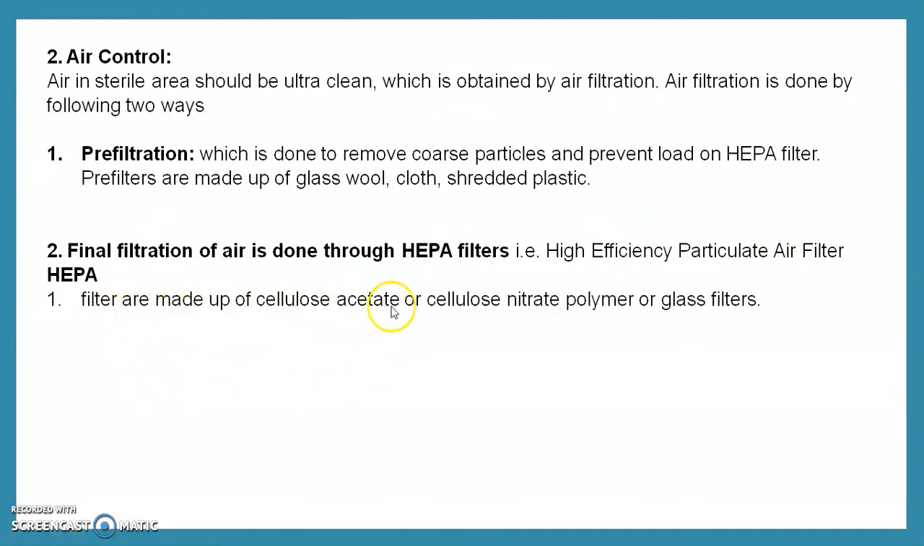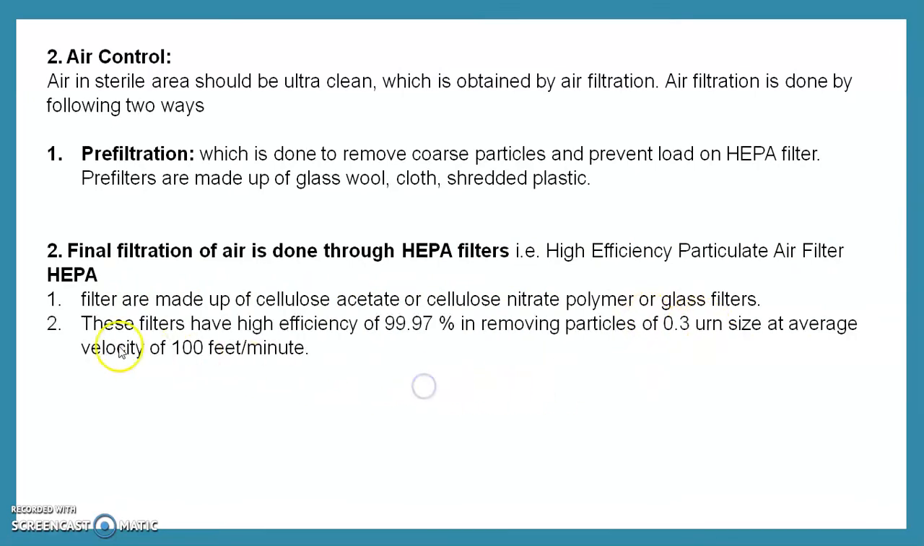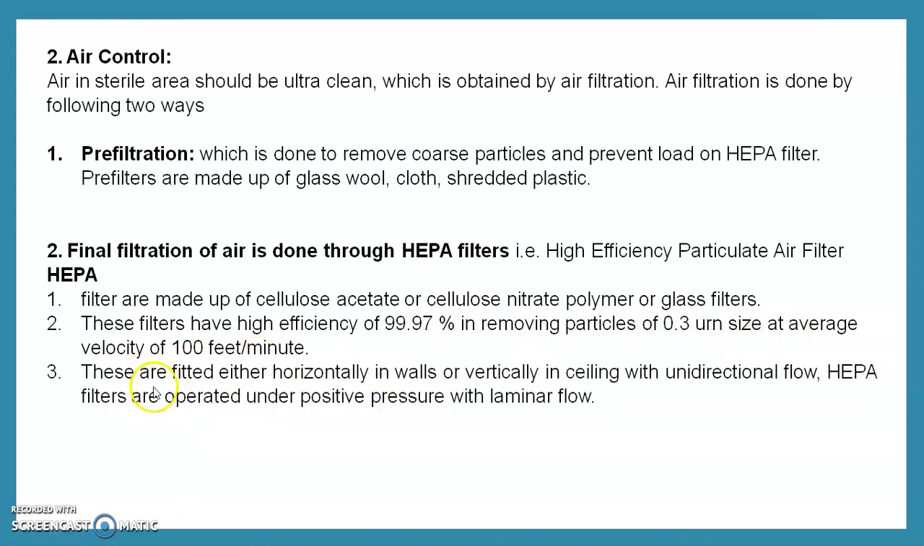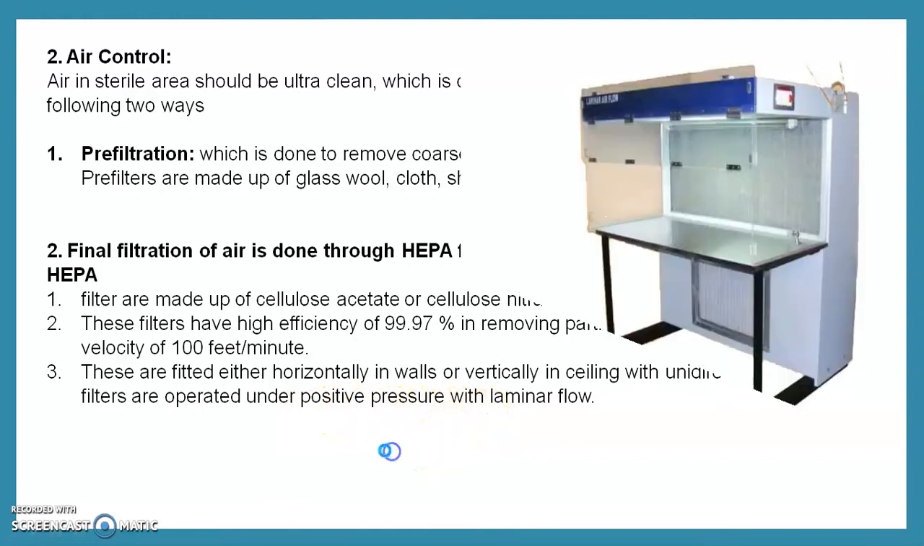Filters are made up of cellulose acetate, cellulose nitrate, polymers or glass filtrate. These filters have an efficiency of 99.97%, removing particles of 0.03 micrometers size at an average velocity of 100 feet per minute. These are fitted either horizontally in the wall or vertically in the ceiling with unidirectional flow. HEPA filters are operated under positive pressure with laminar flow.